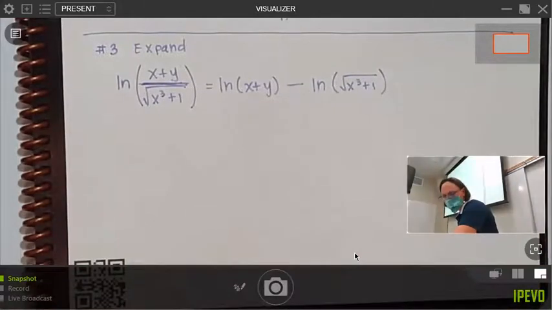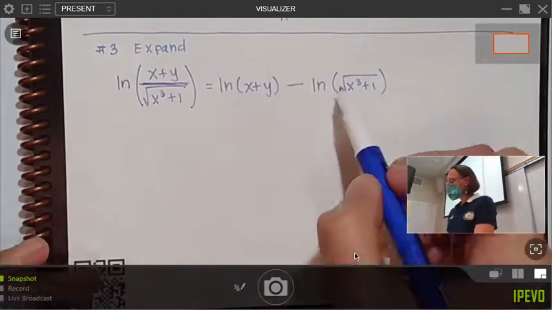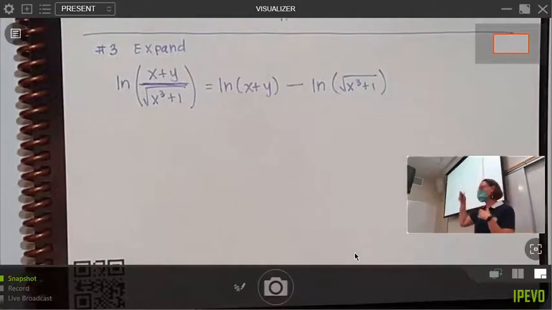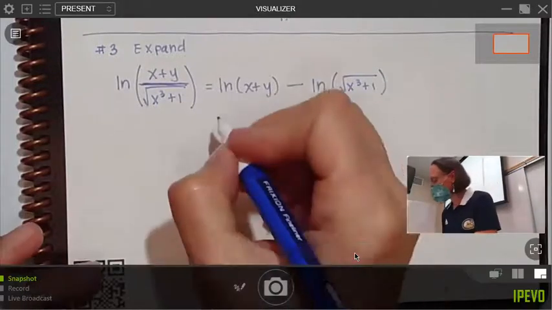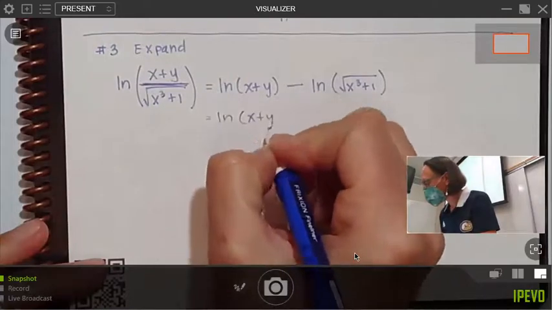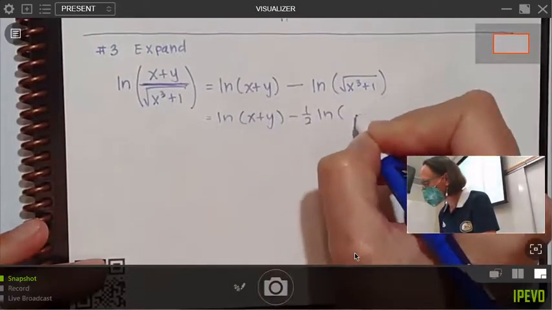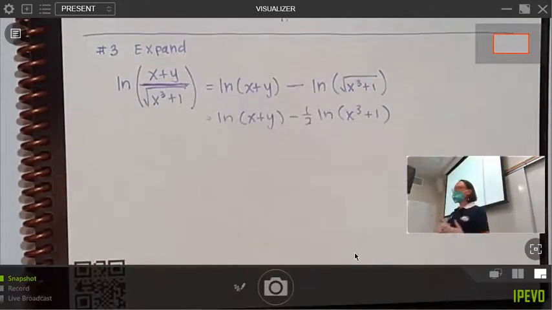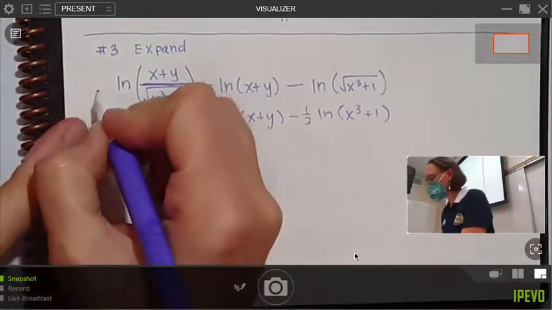Okay. But we can keep going more because that square root, if we think about that as really saying we have stuff to the 1/2 power, then that exponent can come down in front. Now, usually the whole reason that we're practicing expanding this stuff out is because it makes it easier to take the derivative. This homework didn't ask us to do that, but that's why we're practicing this skill right now.